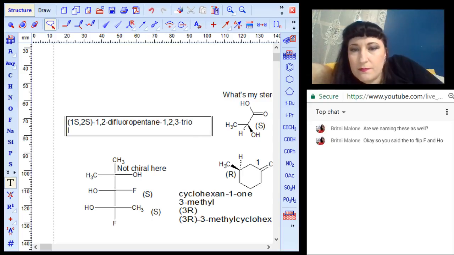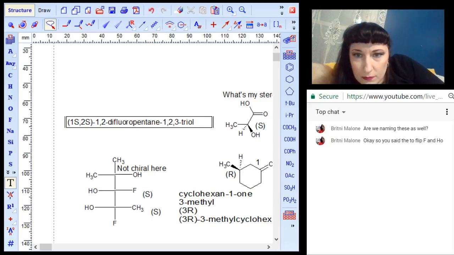Trying to make this fit. Yeah, so fluorine has a higher atomic weight than oxygen, right? So fluorine has to come before oxygen, based off the Cahn-Ingold-Prelog rules.